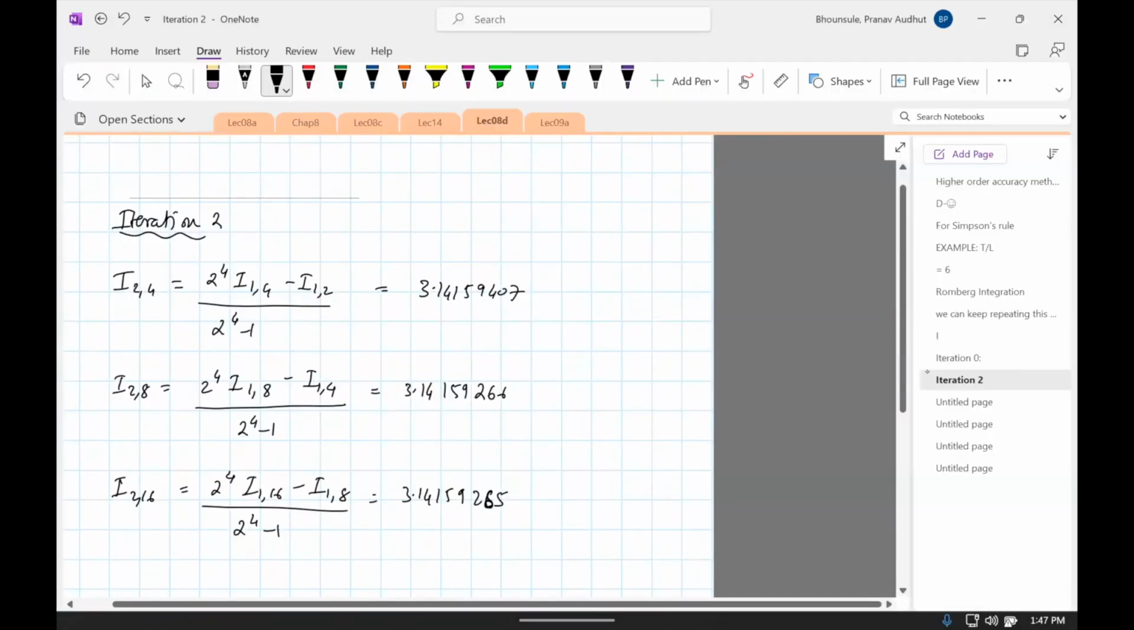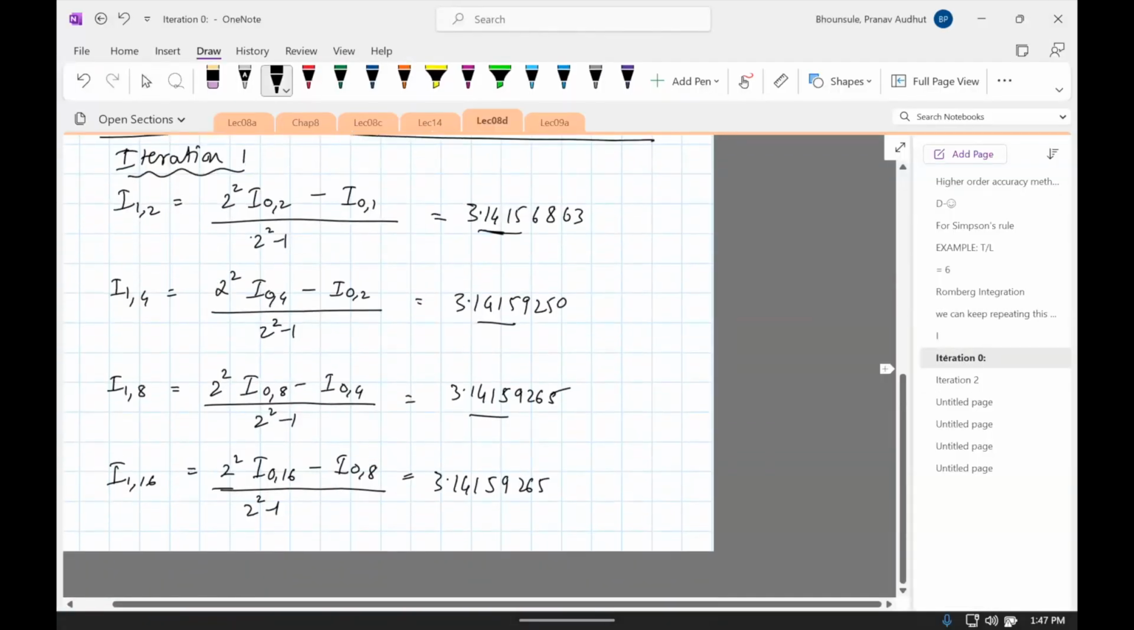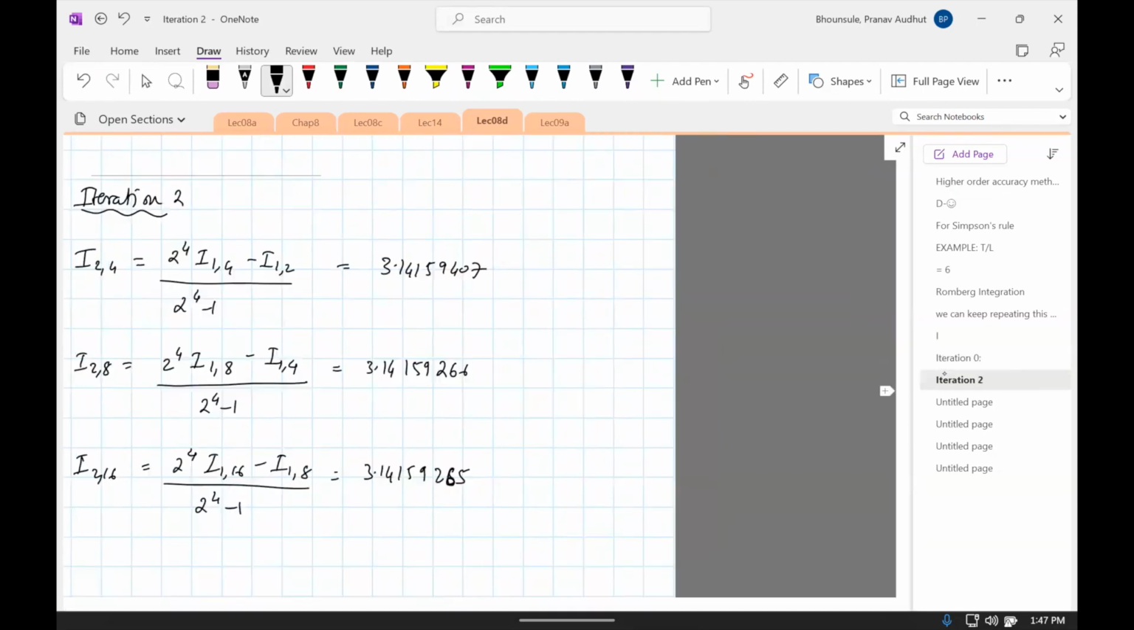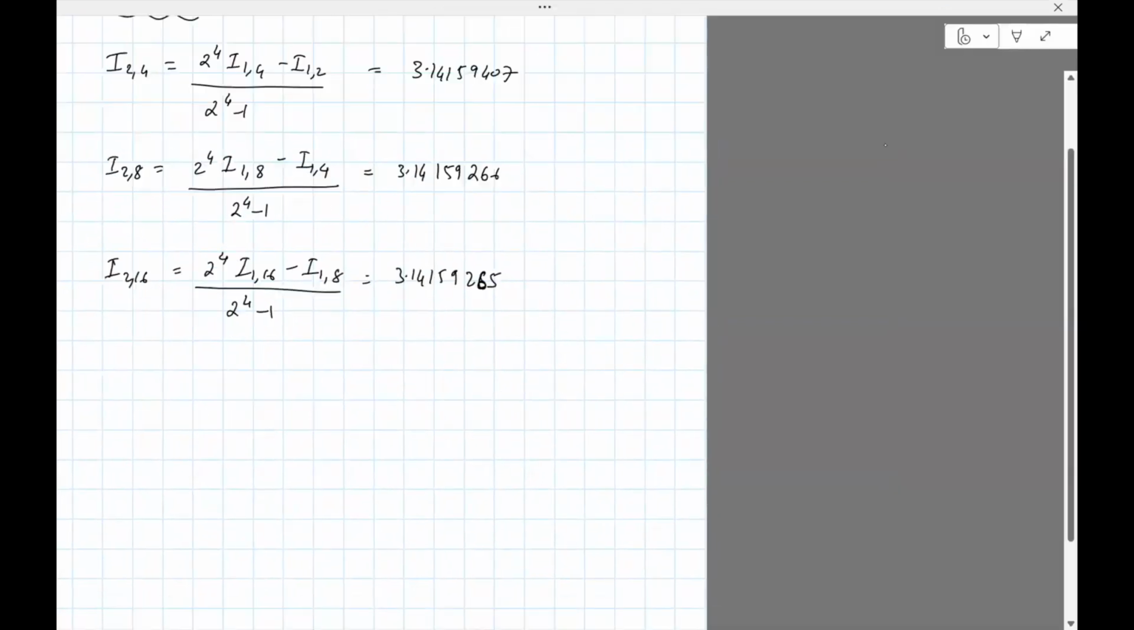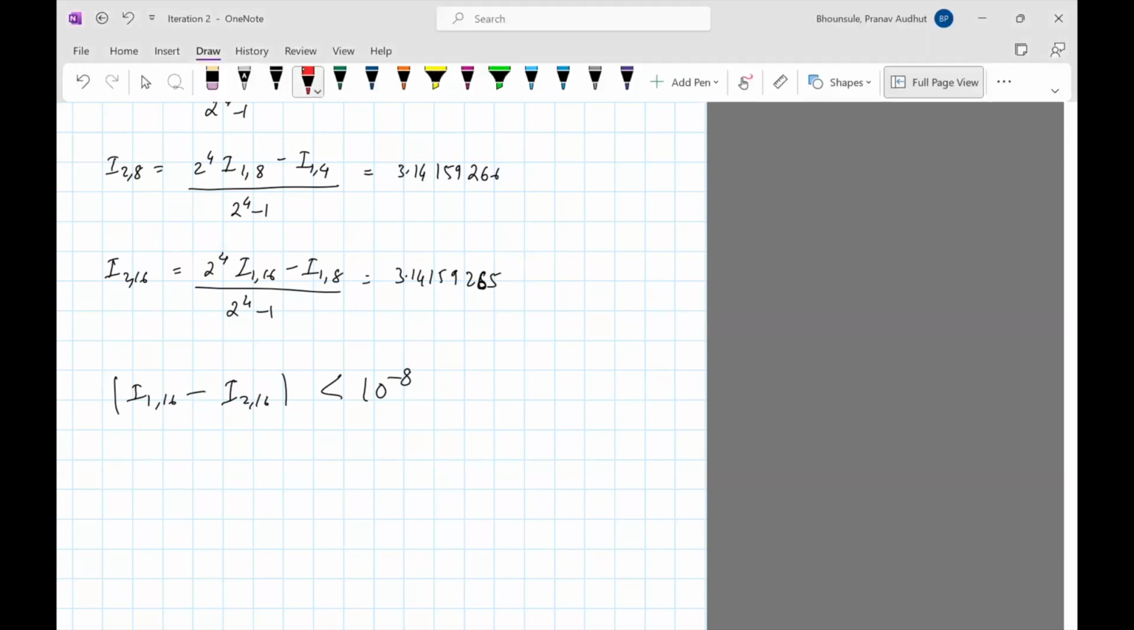So we have I1,16, and we can check it with I2,16. If we check I1,16 minus I2,16, we get that it is less than 10 raised to negative 8, right? Because I've only carried 8 decimal places, but it matches. So that is the solution.